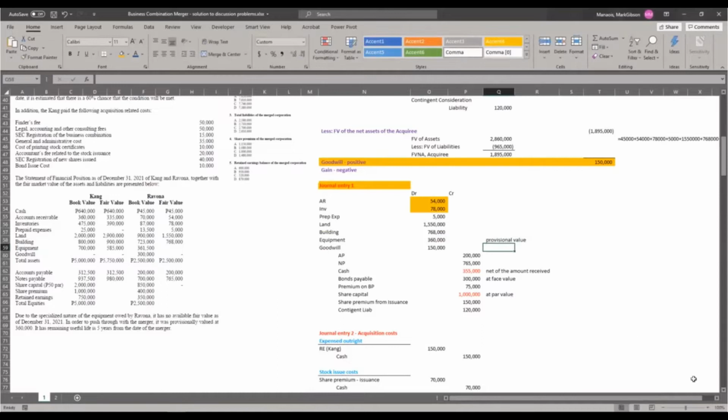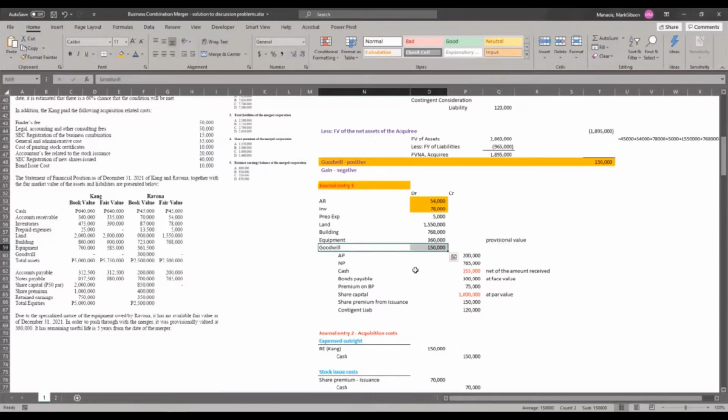Baka kasi malito ka, sabihin mo wala namang fair value. Correct, walang fair value. But the last paragraph talks about putting a provisional value of 360,000. And of course, debit goodwill. Goodwill here is what we have computed earlier, amounting to 250,000. Remember, this goodwill will form part of the asset of Kang.